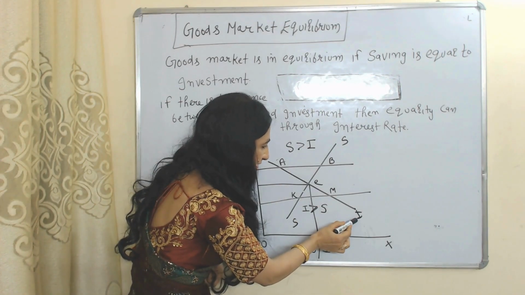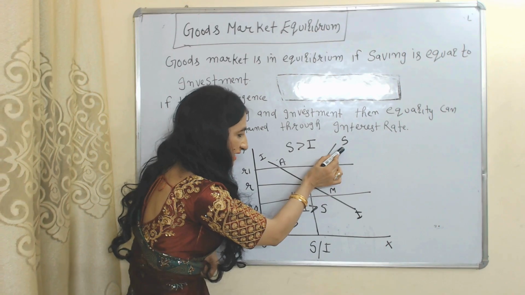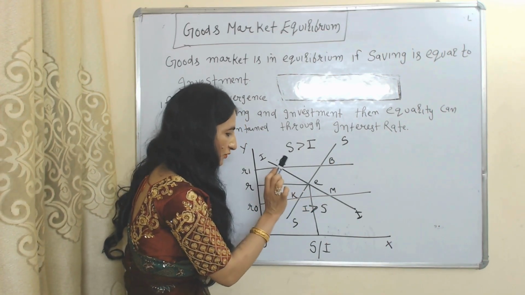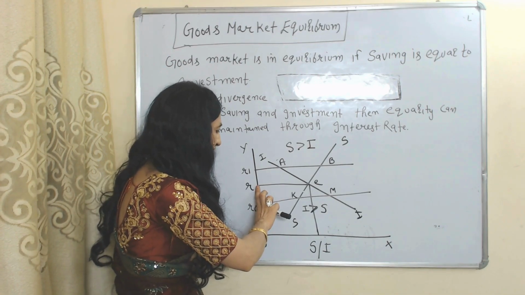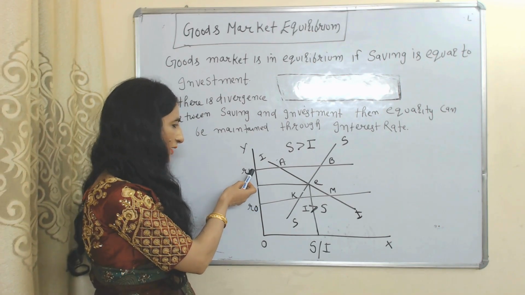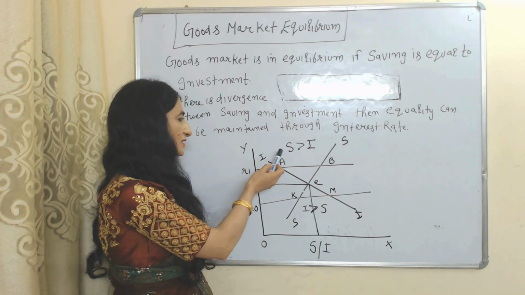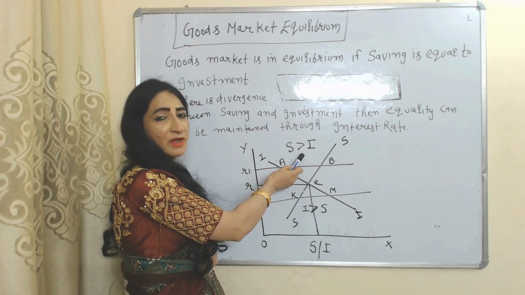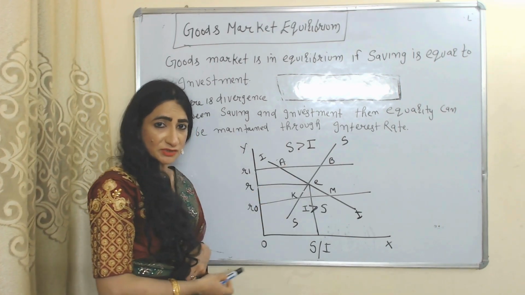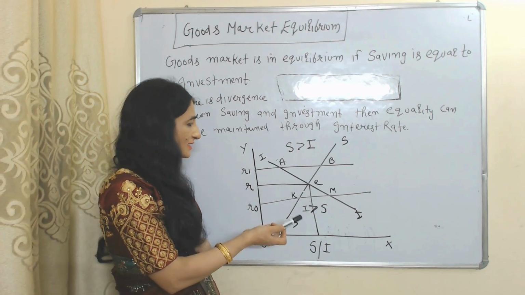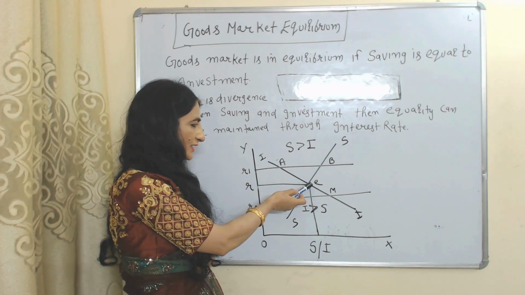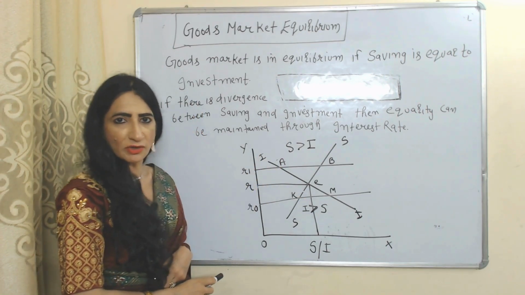In this diagram, on the x-axis we have saving and investment, and on the y-axis we have the interest rate. This curve represents investment, this curve represents saving. E is our equilibrium point, because at this point saving is equal to investment and OR is the equilibrium interest rate. Now suppose the interest rate increases from R to R1. At a higher interest rate, saving will exceed investment. Obviously, at a higher interest rate, people want to save their money in banks, but investors don't want to invest. As a result, the interest rate will fall. Eventually, we will achieve equilibrium point E again, where saving is equal to investment.